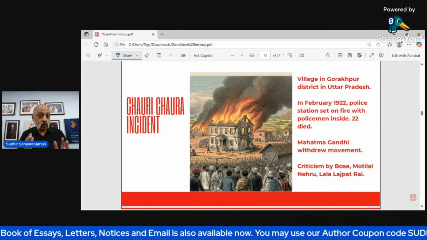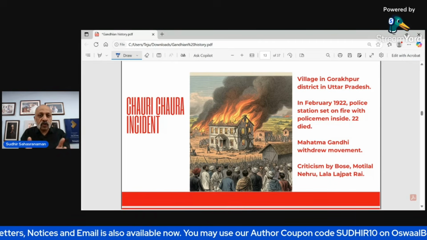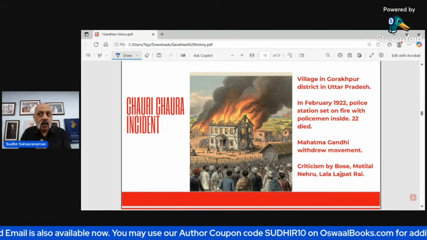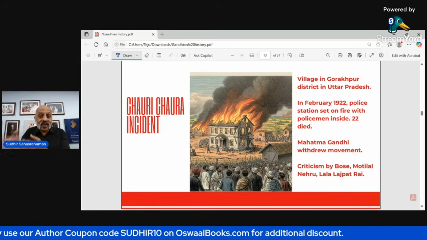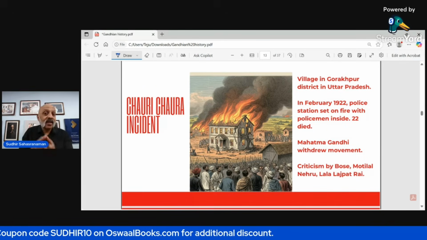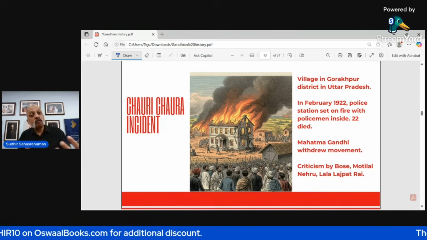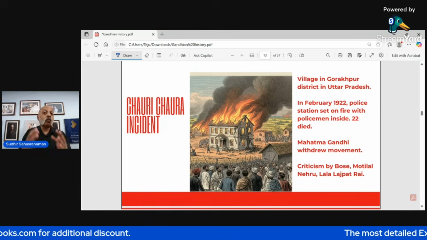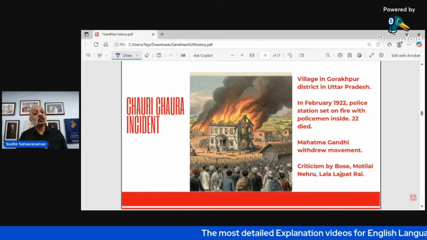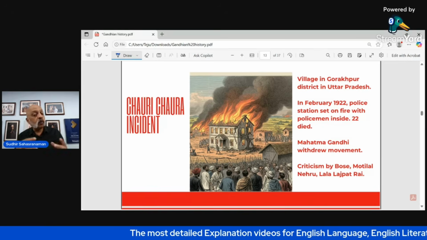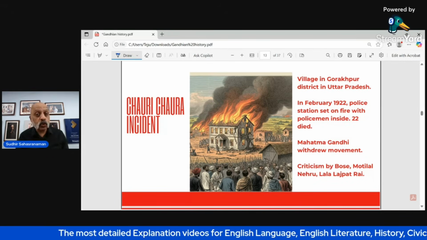Mahatma Gandhi was shocked by this because his entire philosophy was that of non-violence. But if you are going to adopt violence, then what is the difference between Indians and the Britishers? That was his argument. So he withdrew the non-cooperation movement. As the leader of the movement, he decided to withdraw it. Not that others were happy with what he did.